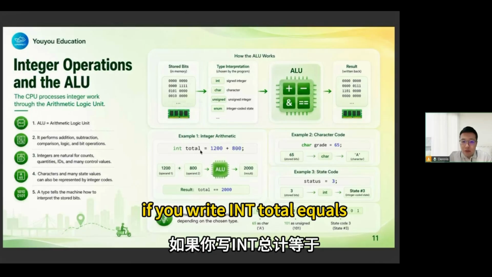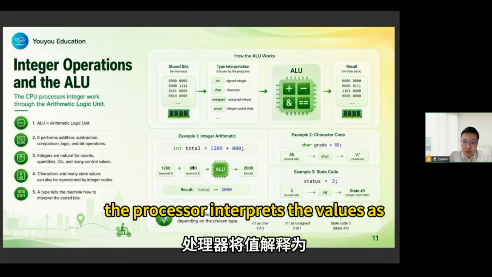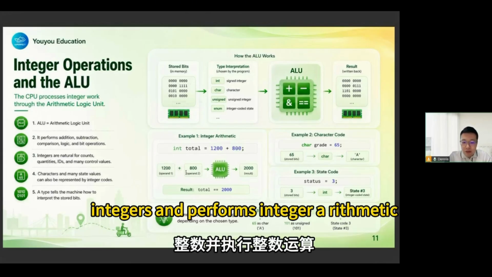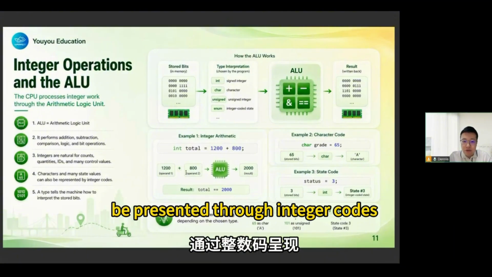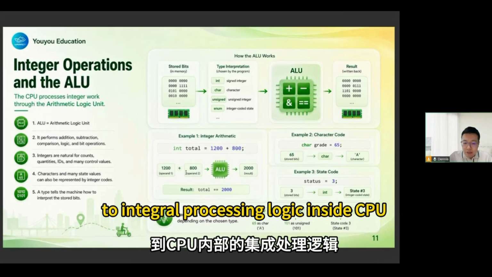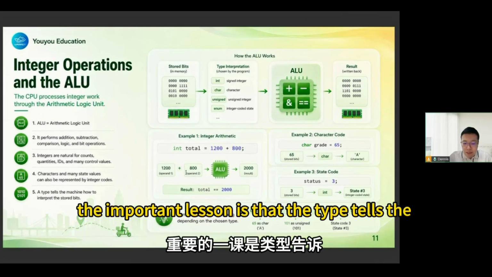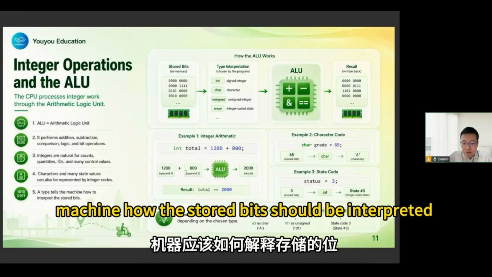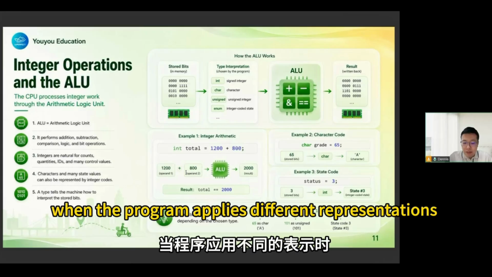If you write int total = 1000 + 200 + 800;, the processor interprets the values as integers and performs integer arithmetic. Characters and many state values can also be represented through integer codes. This is why these categories often connect naturally to integer processing logic inside the CPU. From a software perspective, the important lesson is that the type tells the machine how the stored bits should be interpreted. The same sequence of bits can carry different meanings when the program applies a different representation.